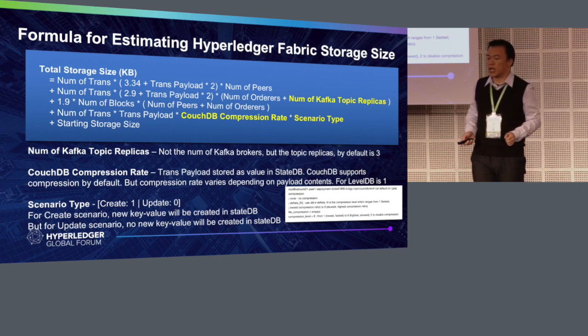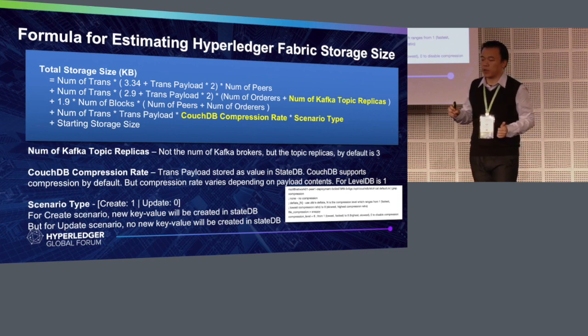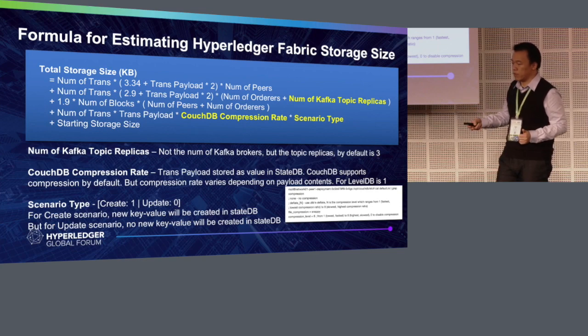And the next one is the scenario type. For create scenarios, a new key value will be created in the stateDB. But for update scenarios, no new key value will be created in the stateDB. So it is 1 and 0 for the different cases.